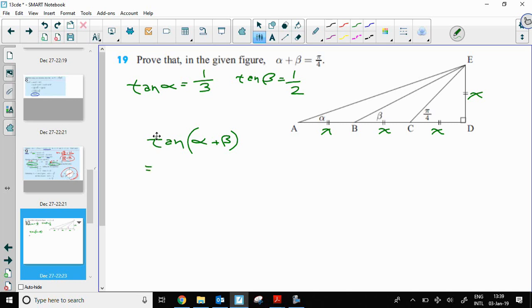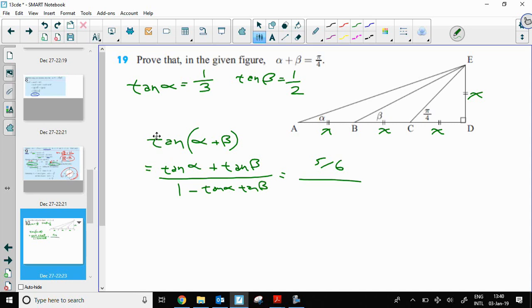So tangent of alpha plus beta is going to be tangent of alpha plus tangent of beta, all divided by 1 minus tangent of alpha tangent of beta. And then we can simplify that. In the numerator, we have 1/3 plus 1/2. So that's 2/6 and 3/6, which is going to be 5/6. And then in the denominator, we've got 1 minus 1/6, which is actually, hey, just 5/6, and that's equal to 1. So it turns out the tangent of alpha plus beta is equal to 1.